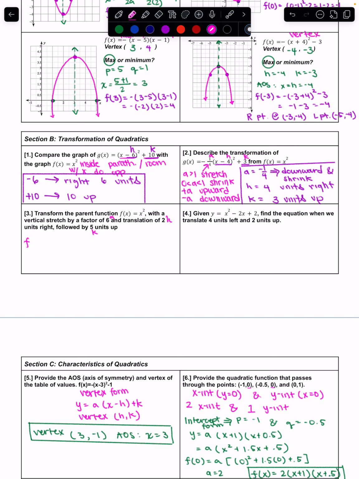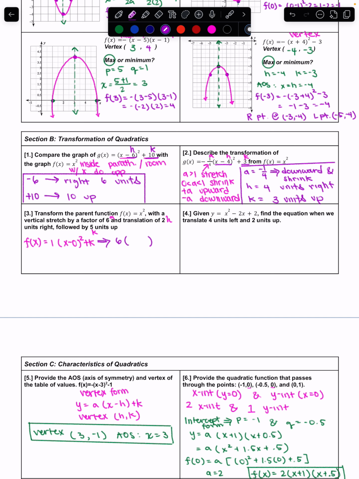So the vertex form for the parent function f of x equals x squared is just 1 times x minus 0 squared plus k. Okay, so when it comes to a vertical stretch by a factor of 6, all we have to do is multiply 6 to the a value. In this case, with the parent function, the a value is 1, so 6 times 1 is just 6.